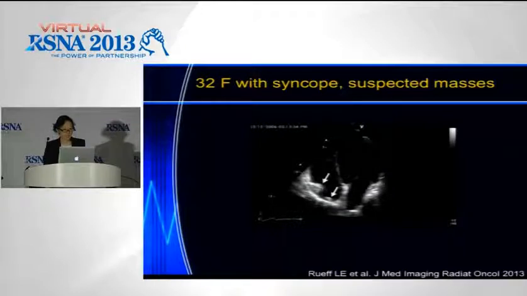So this is a young lady who presented with suspected masses that were seen at her transthoracic echocardiogram. So this is just a still image from an apical four-chamber view. We can see a couple of echogenic lesions associated with the right atrium.